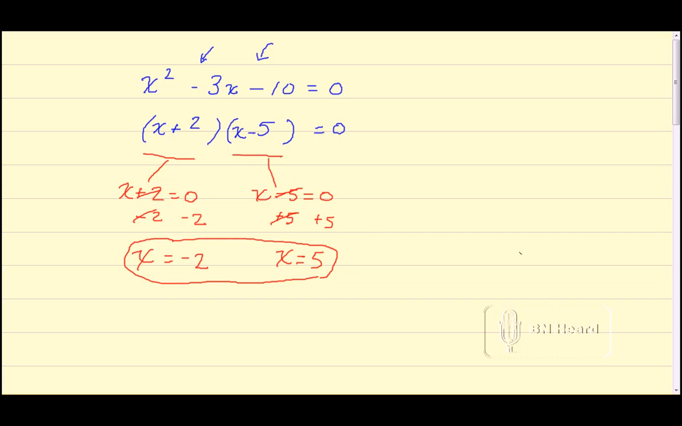Now let's look at one more. Our other example, we had 3x squared minus 15x equals 0. Now you will notice here that we do not have a constant here. So we're going to see if we can factor something out.